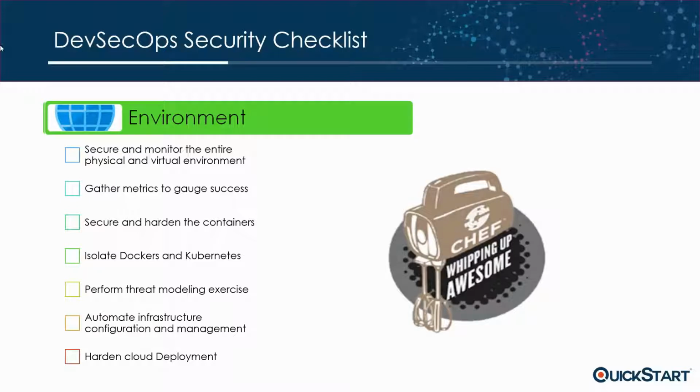So starting with the first one, secure and monitor the entire physical and virtual environment. I was mentioning isolating Dockers and Kubernetes, as both applications are working together. However, we need to validate if all the security rules are applied in a good way by each one. Let me continue with the other. So, automate infrastructure configuration and management. For instance, when we need to deploy a development environment and that activity is automated, we need to validate again that all the security rules are applied in that process.